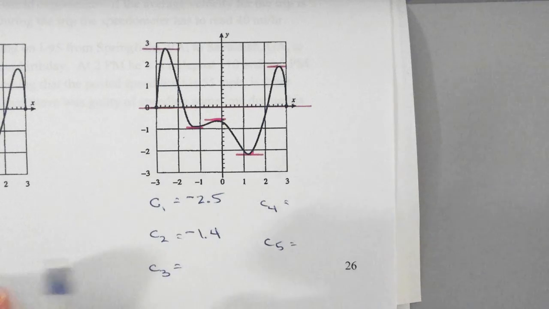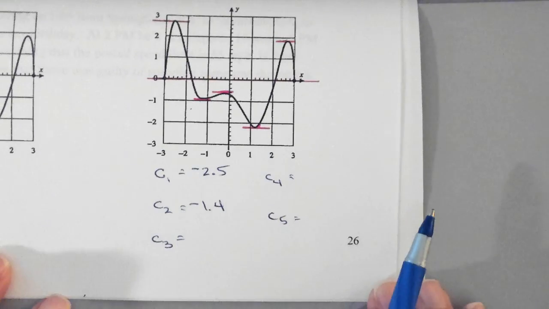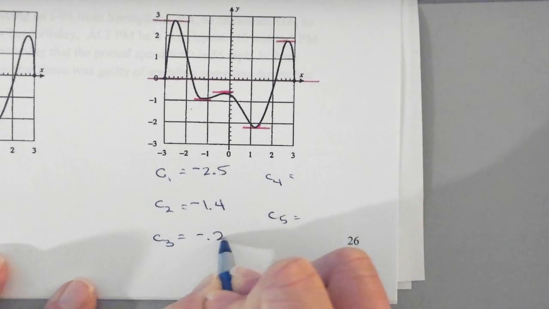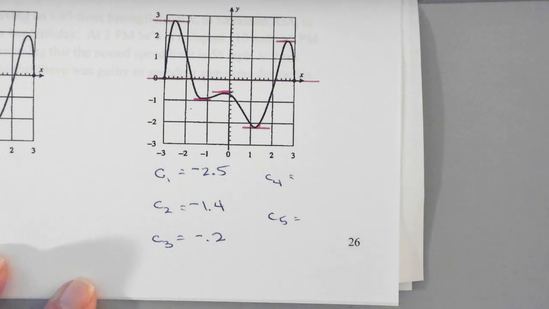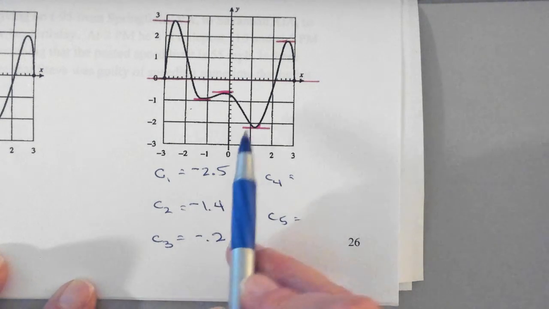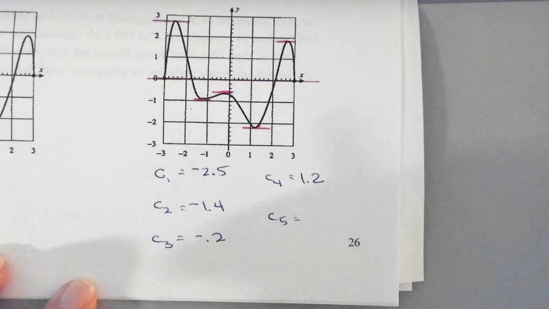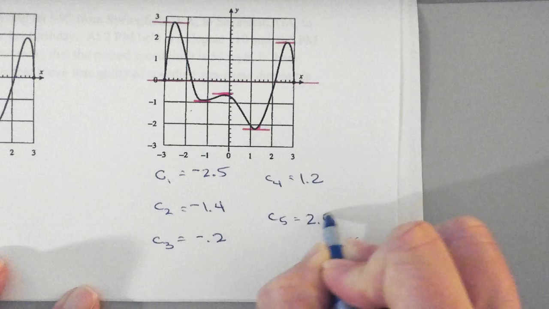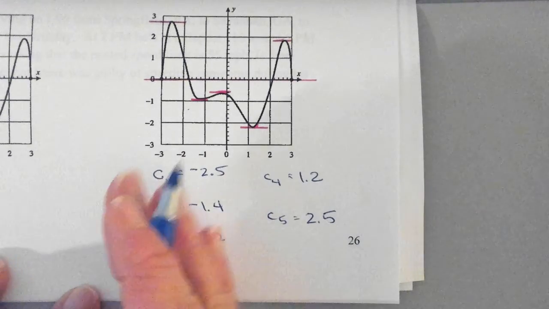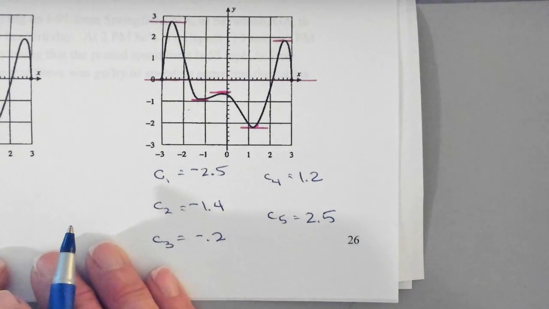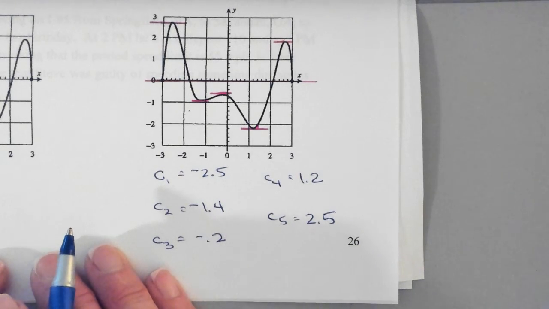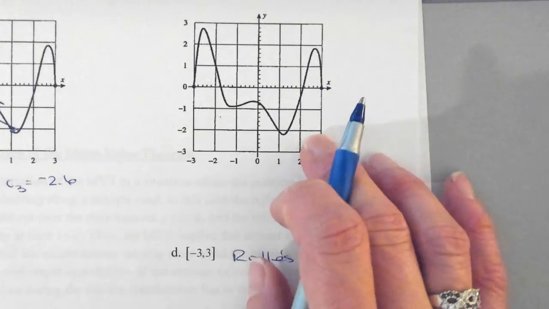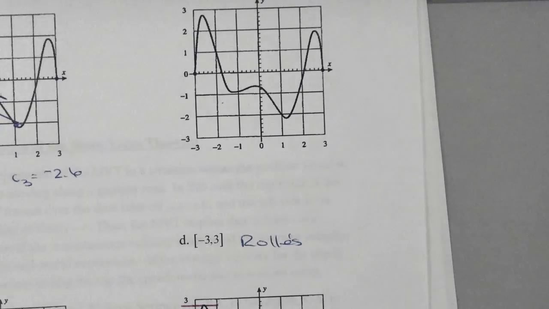Okay, what about this next one? It's not 0. Yeah, negative 0.2. What about C sub 4? Yeah, 1.2. That works. And then C sub 5. 2.5, 2.6, something like that. Okay, questions on what you're doing on this graph? Does everybody understand what you're doing? Okay, so then you have the other 2 graphs that you need to do, and those answers are posted on Blackboard.